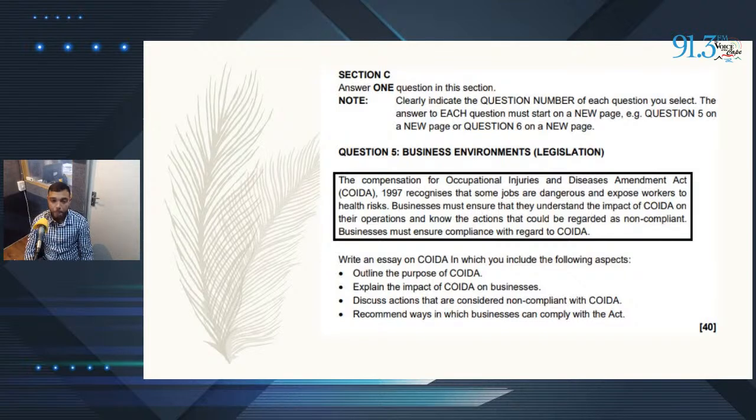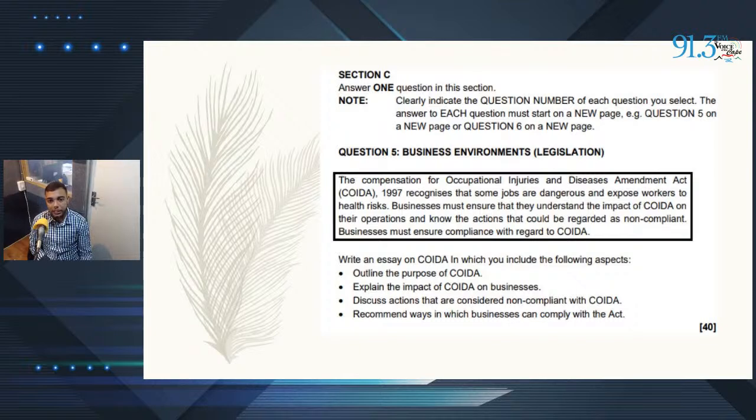COIDA. Firstly we read the preamble. The Compensation for Occupational Injuries and Diseases Amendment Act, created in 1997, recognizes that some jobs are dangerous and expose workers to health risks. Businesses must ensure that they understand the impact of COIDA on their operations and know the actions that could be regarded as non-compliant. Businesses must ensure compliance with regard to COIDA.